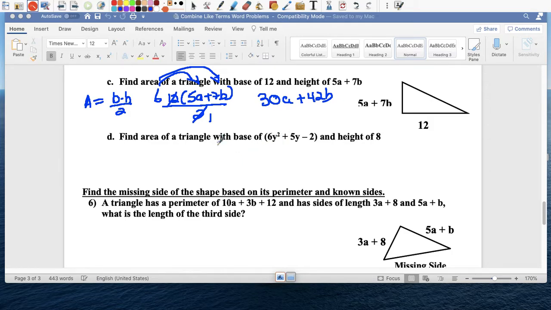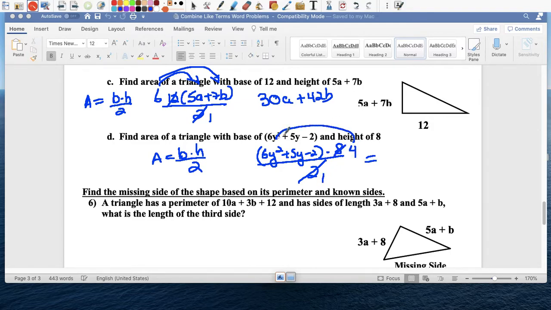Likewise here, we've got base times height divided by 2. It's another triangle. So 6y squared plus 5y minus 2. This whole thing represents the base, and we're going to multiply that times the height, which is 8, over 2, right? So again, take advantage to get rid of the denominator when you can, so that 2 divided by 2 is 1. 8 divided by 2 is 4, and that's what you have.